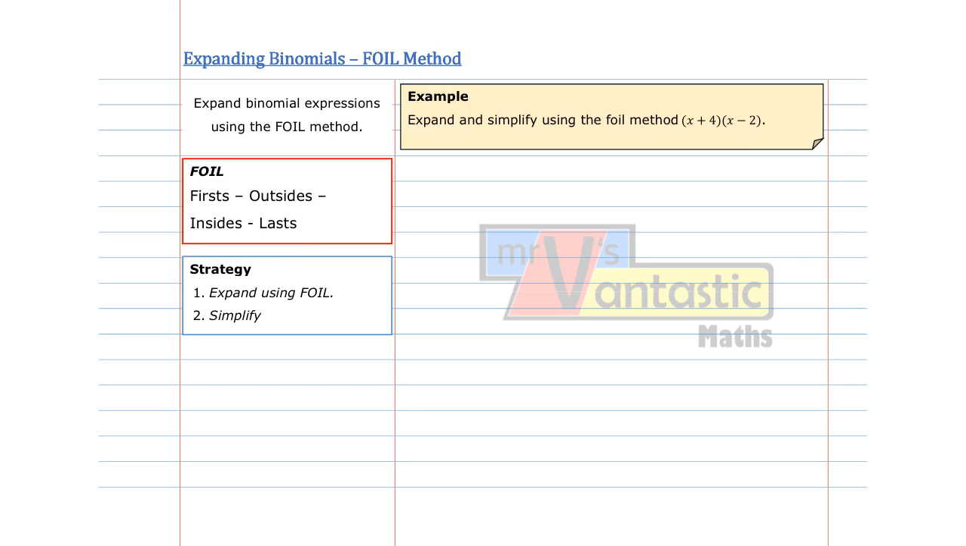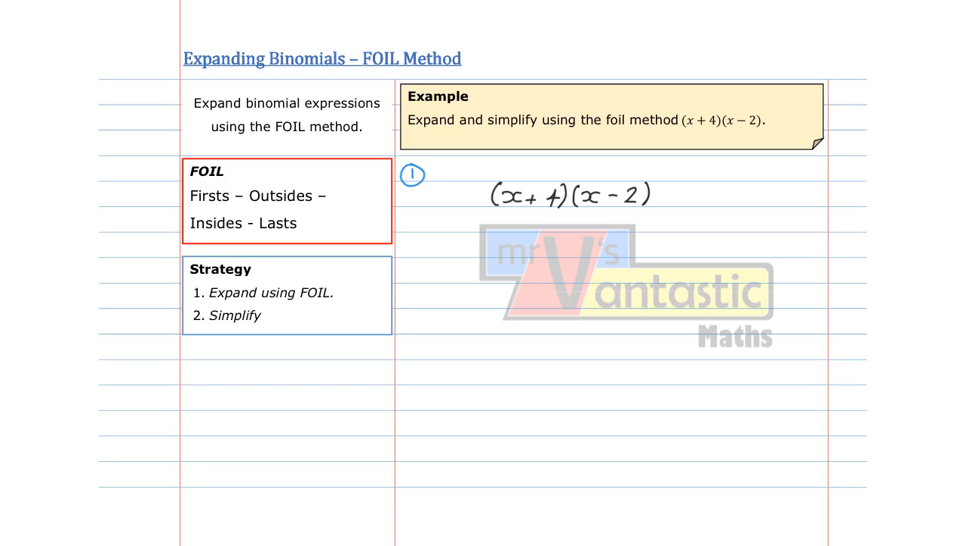Which is the algebraic version of expanding this binomial. So we're starting with x plus 4 multiplied by x minus 2. And to do this, we're going to use FOIL.